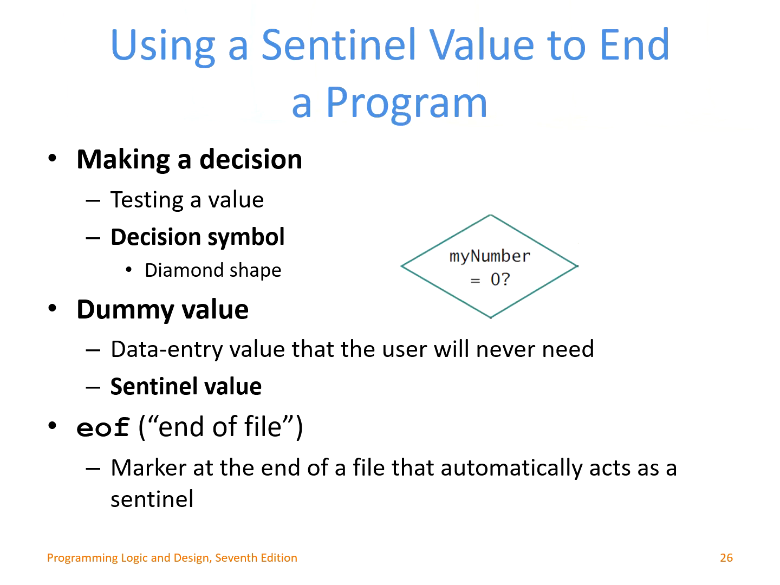Another is this one, using a sentinel value to end a program. Now we have an additional diamond symbol shape for the decision symbol, and this is also for testing a value. A dummy value is a data entry value that the user will never need, and we have here the sentinel value under the dummy value. There is also a file called end of file, which serves as a marker at the end of a file that automatically acts as a sentinel.